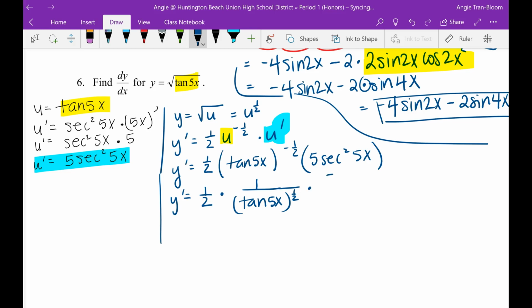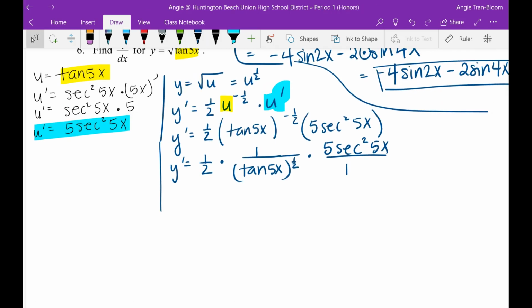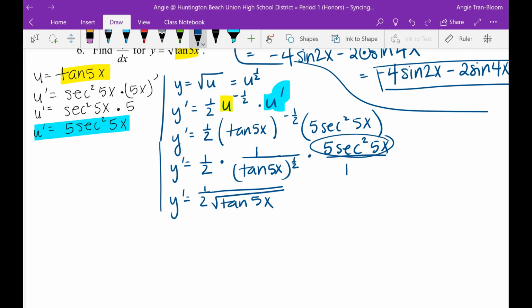Then I'm going to make this into a fraction as well. What I'm trying to do is write everything out in multiple steps so you can see how we go from one to the next. So y prime is, now I can write it in radical, so here we go, square root of tangent of 5x, okay, times 5, so, well, 5 secant square of 5x times 1, that's just now 5 on the top, so I'm just going to write 5 on the top. 5 secant square of 5x.